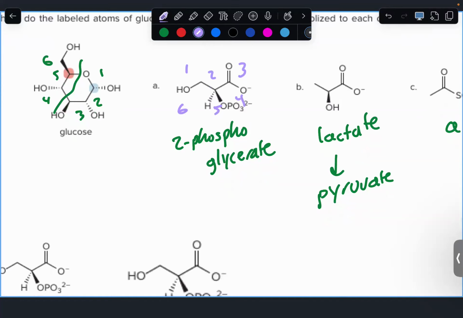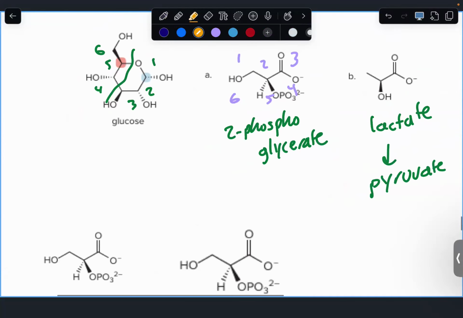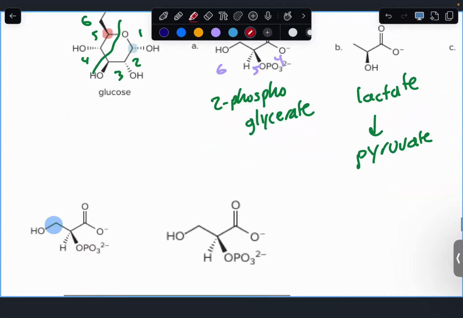This is 1, 2, 3, and this is 6, 5, and 4. Okay. So you notice that the blue carbon is which carbon? Number 1, yeah. So the blue one will end up right here. And then the other one was on carbon 5, highlighted red. It's going to end up right there. So notice that they're in two different molecules. That's because we split the fructose 1,6-bisphosphate, the 6 carbon unit, into two 3 carbon units.